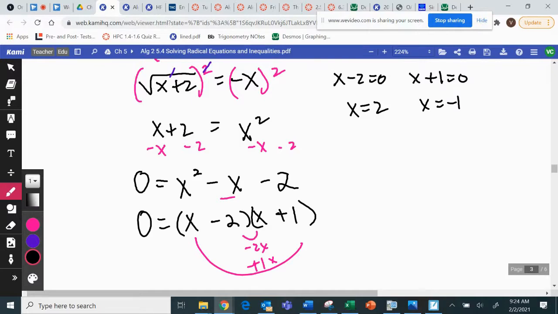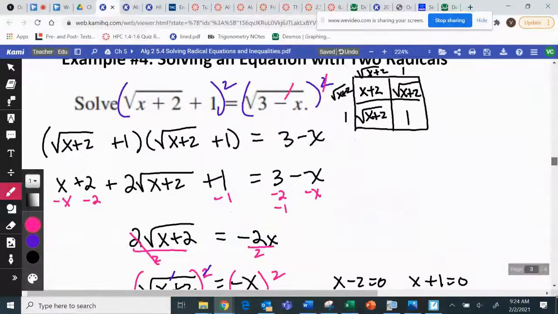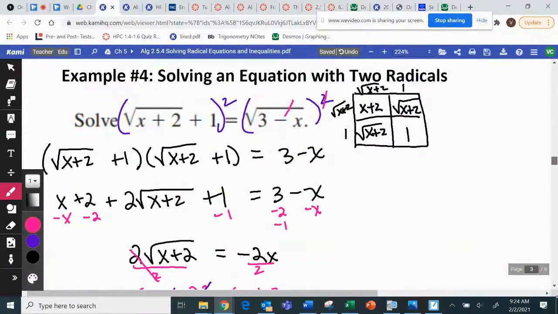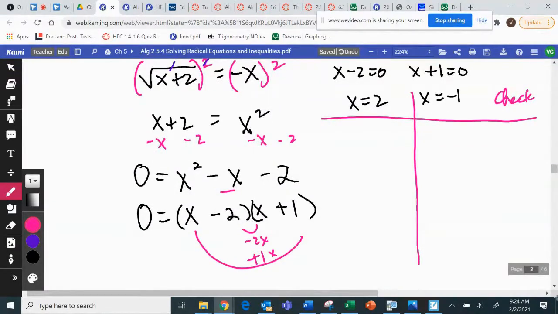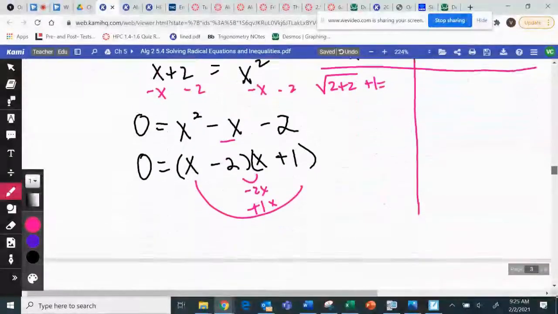Am I done? Nah, because what do I need to do? We've got to check the answer. So here we go. Check it out. I've got to go back to the beginning, though. I don't remember my question. So we've got square root of x plus 2 plus 1. So I'm going to do square root of 2 plus 2 plus 1 equals square root of 3 minus x.